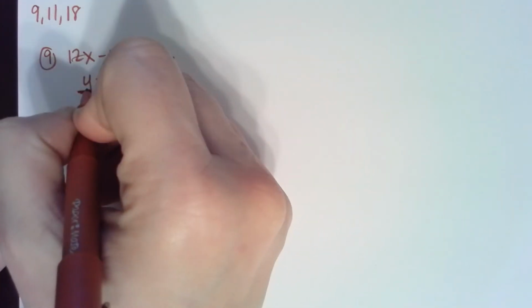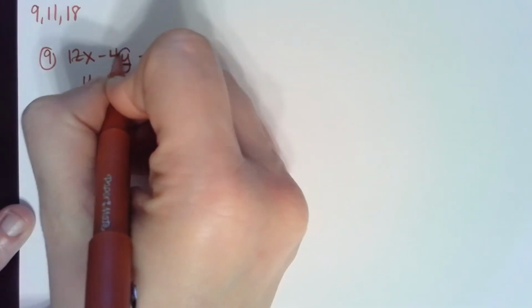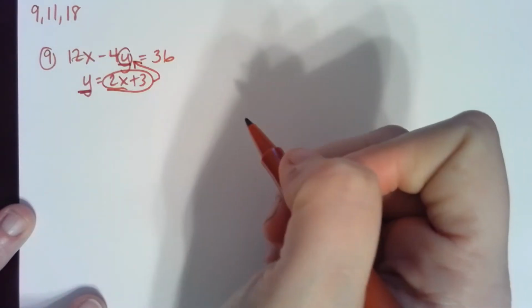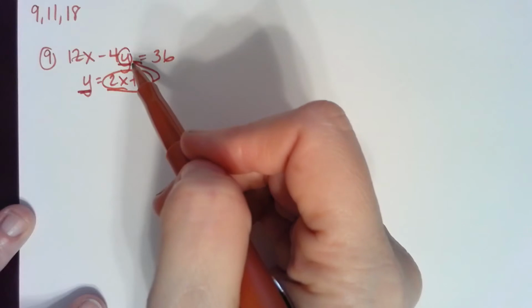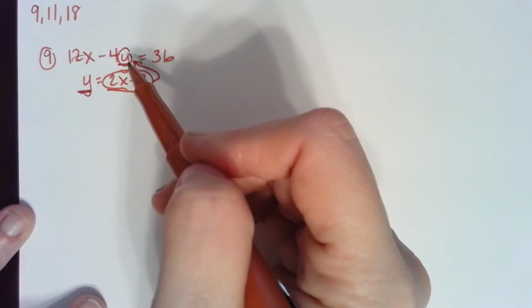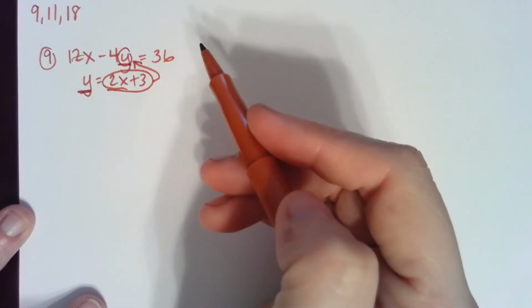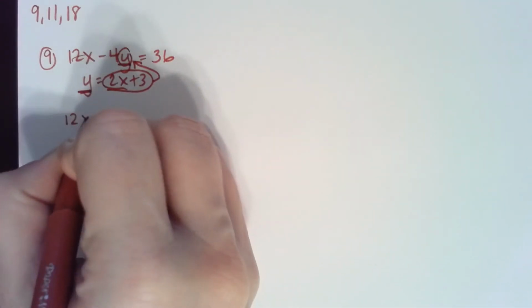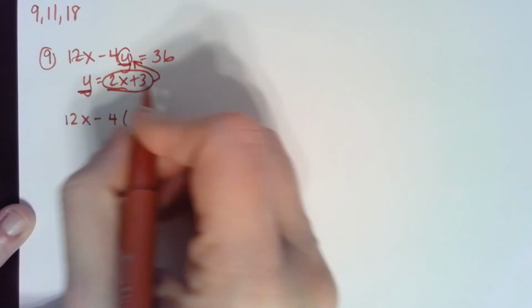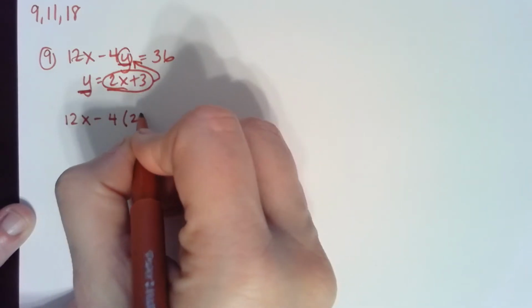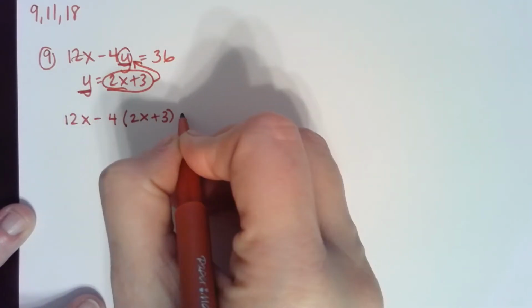So what that means is everywhere I see a y, I'm going to stick 2x plus 3 in the other equation. Since I see a y there, I'm going to write everything I see, except when I get to this y, I'm going to put 2x plus 3 in parentheses. So let's see what that looks like. I have 12x minus 4, and I see my y, so I'm going to put 2x plus 3 in its place. And then I'm going to keep going.